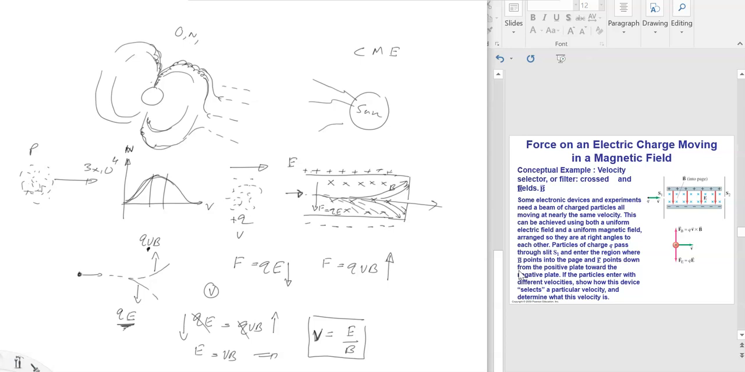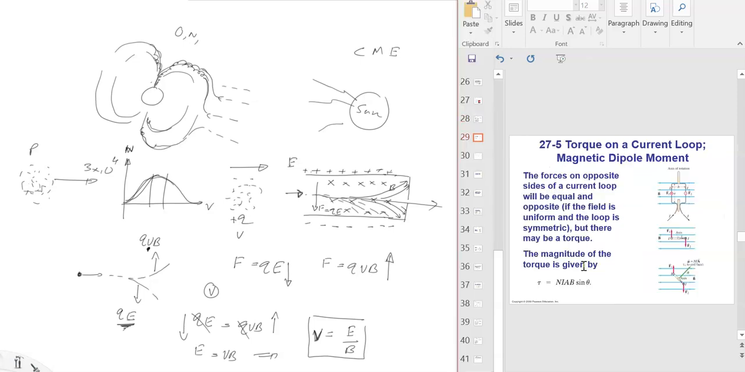Okay, alright, so that's that. We'll work on a few examples. Next we're going to talk about torque on a current loop. We'll do that in the next lecture.